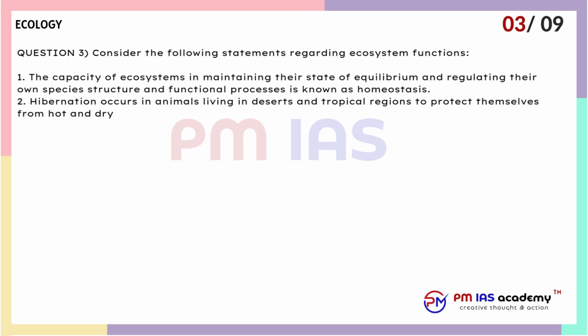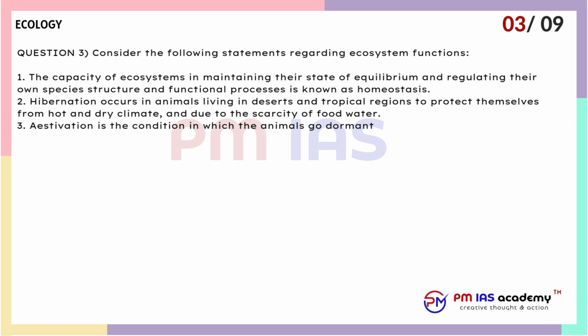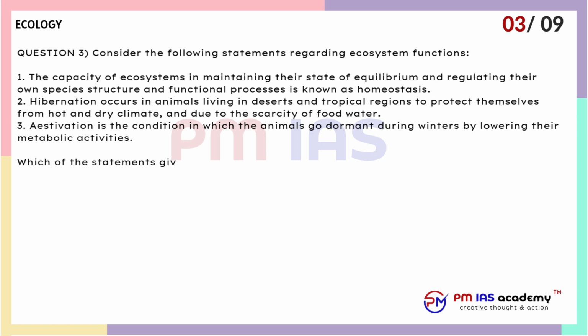3. Estivation is the condition in which the animals go dormant during winters by lowering their metabolic activities. Which of the statements given above are correct? A. 1 only. B. 2 and 3 only. C. 3 only. D. 1, 2 and 3.